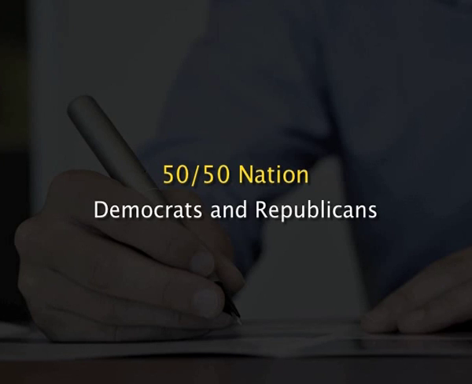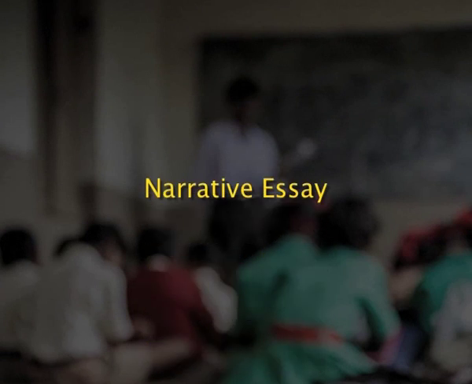And the third topic over here is the 50-50 nation, Democrats and Republicans. The nation of the United States became a 50-50 nation because half of the population became for the Republicans and the other half against.